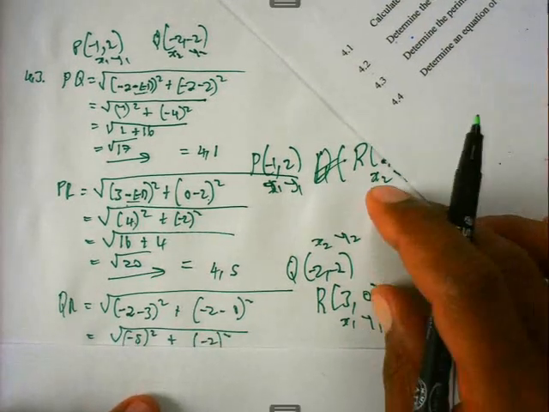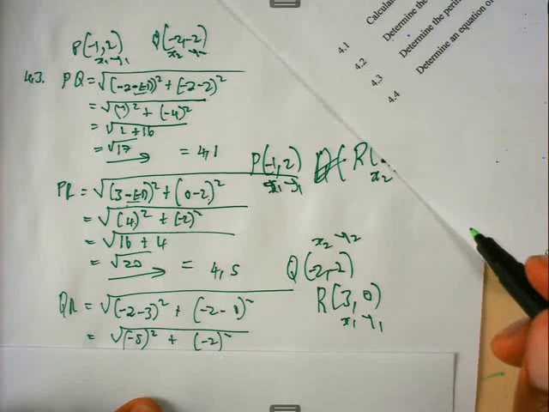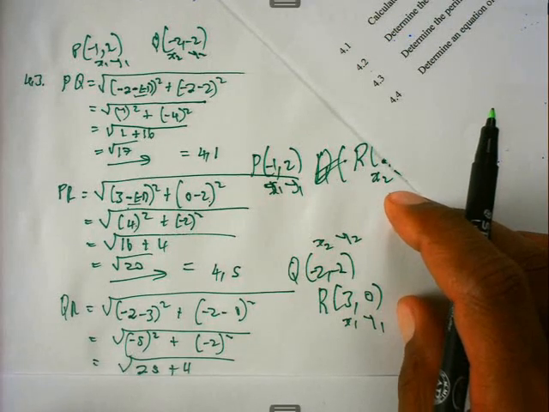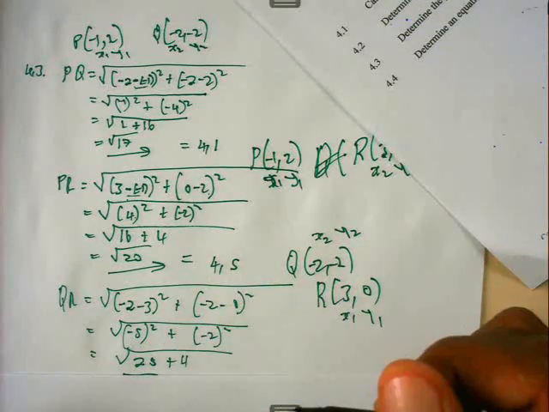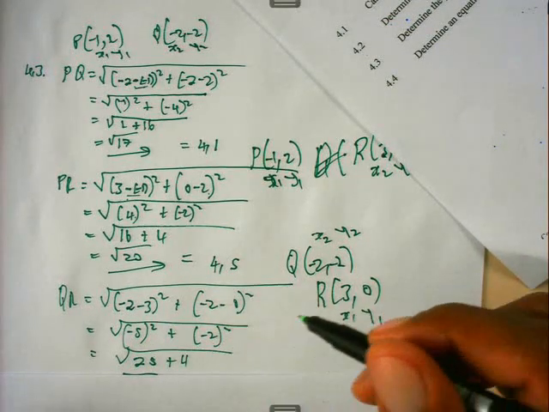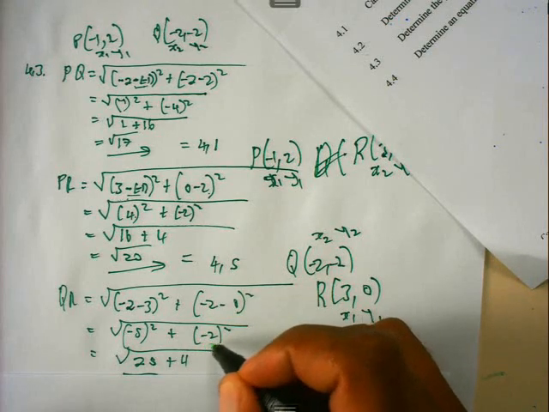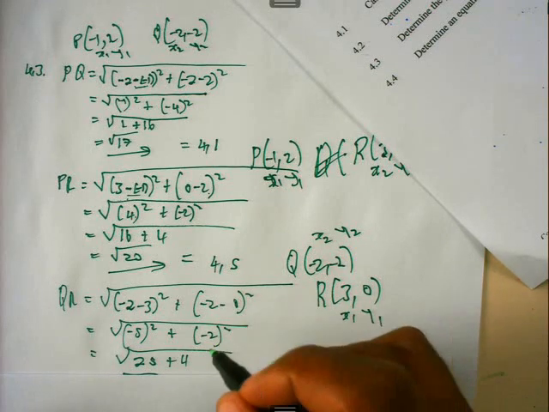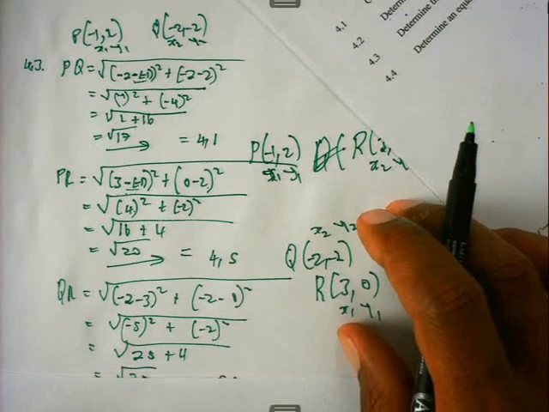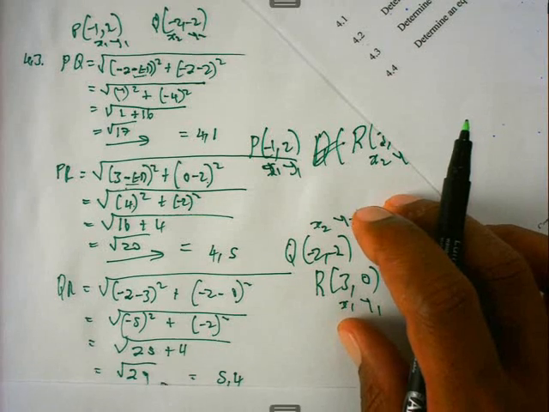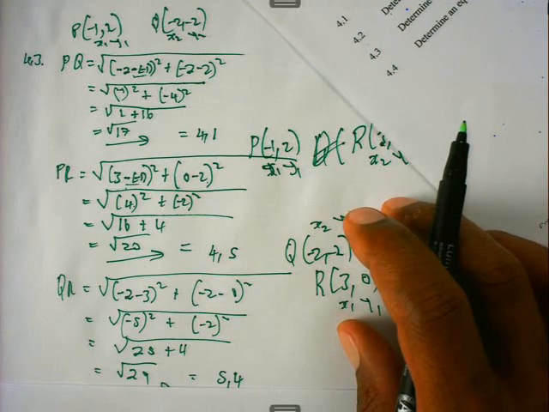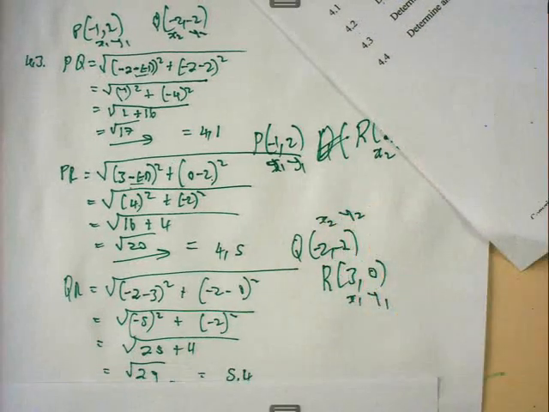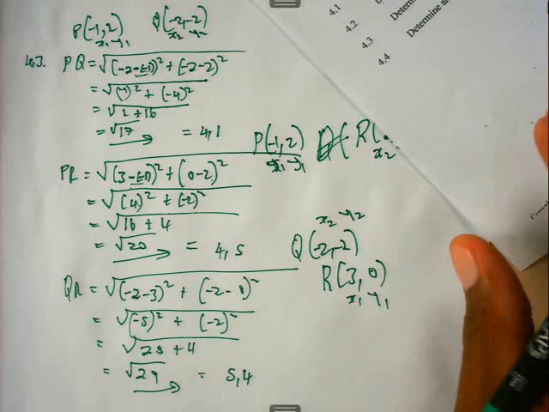Of course, when I simplify there, it is minus 5 all squared plus minus 2 all squared. Then the answer there, minus 5 squared is 25, and minus 2 squared is 4. Please, this negative, make sure that you put it inside the brackets, because if you only say minus 2 all squared, it will give you the negative 4, which is not correct. Then 25 plus 4 is equal to 29. Therefore, the square root of 29 there is 5,4.